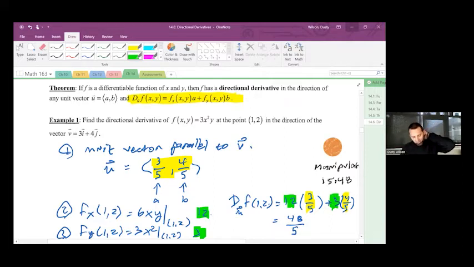What does this mean? This means that if you are on the surface f of x, y equals 3x squared y above the point 1, 2, and if you traveled in the direction of the vector v equal to 3i plus 4j, then if you traveled a horizontal distance of exactly 1, you would go up vertically by about 48/5. That is the slope of the tangent line at 1, 2, I guess that'd be 1, 2, 6. No, yeah, 1, 2, 6 is 48/5.